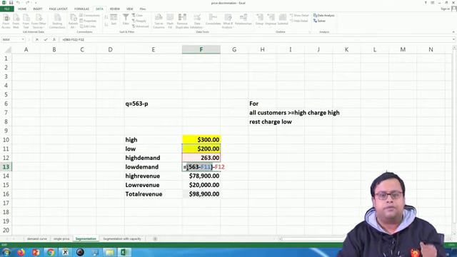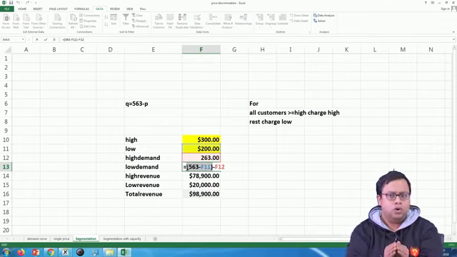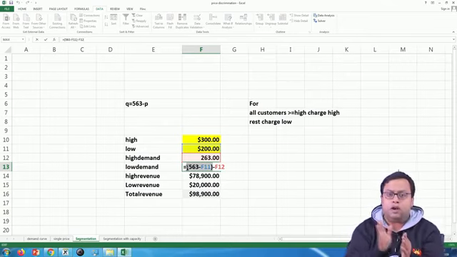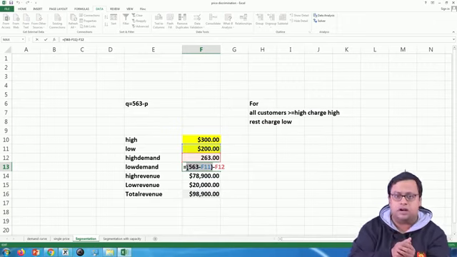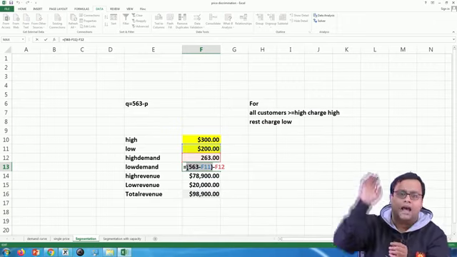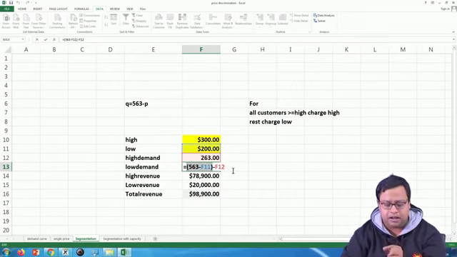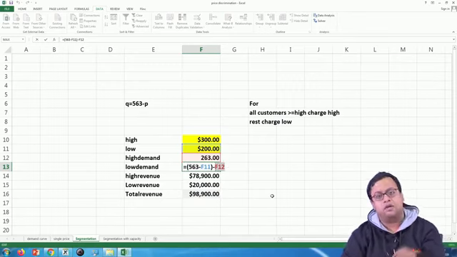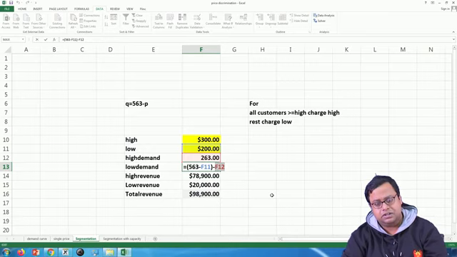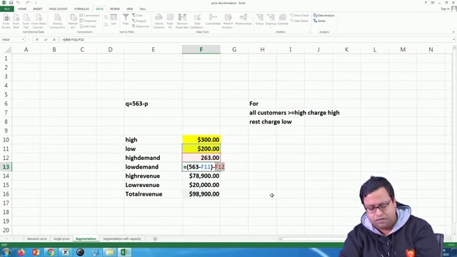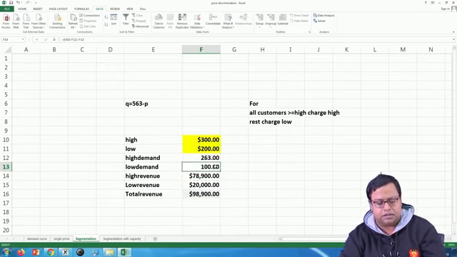This is the demand when the price is low, but there are people who are willing to pay more than $200. They have already bought at a higher price. How many are those people? F12 number of people have already bought at a higher price. So, these people will not buy once more. So, 563 minus F11 minus F12 is the demand at the lower price that you get.